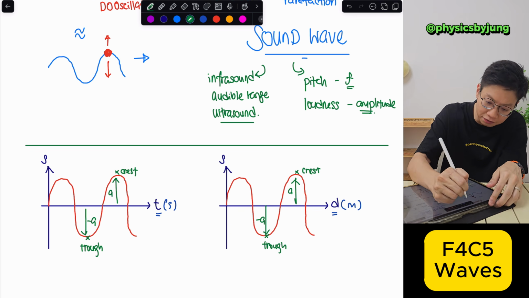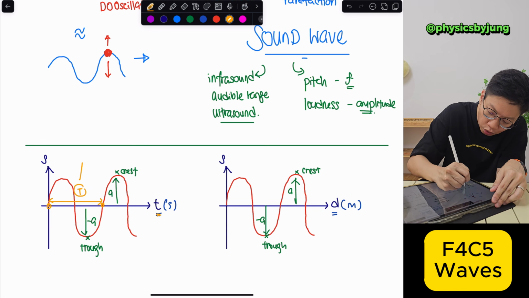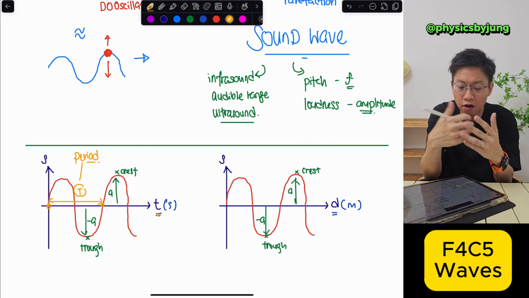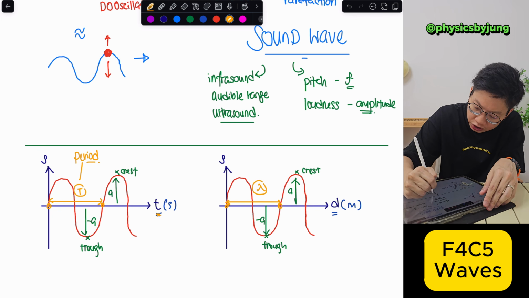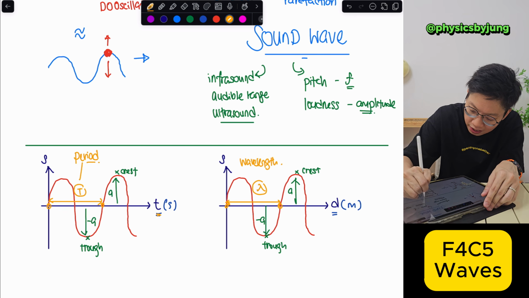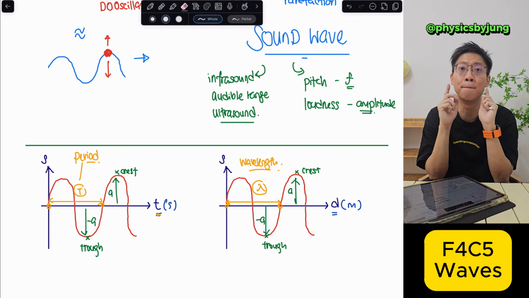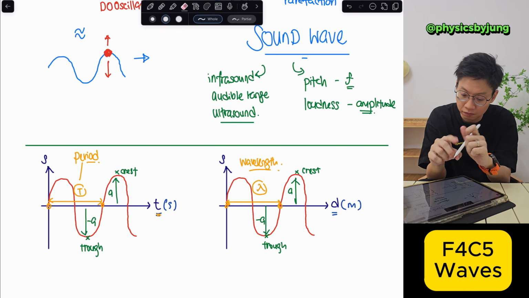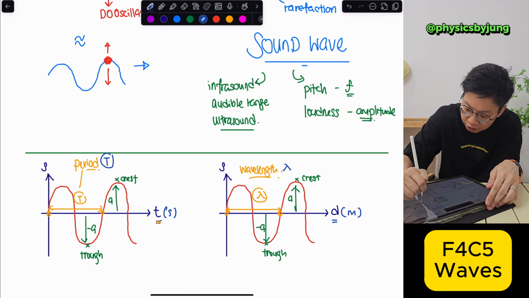What about the horizontal? If we compare, this is the starting point and this is a complete wave. If this is time taken, this will be known as the period of oscillation. If this is the distance from the start to the end of the wave, this will be known as lambda, which is known as wavelength. Correct? So remember, two similar graphs, but they give different information. So what you need to know here is this gives you the T, this gives you the lambda.